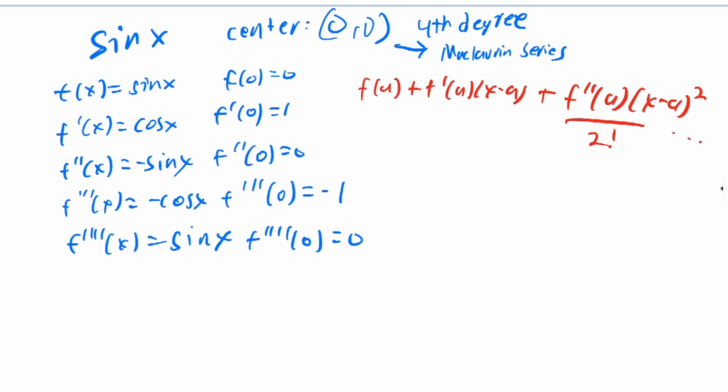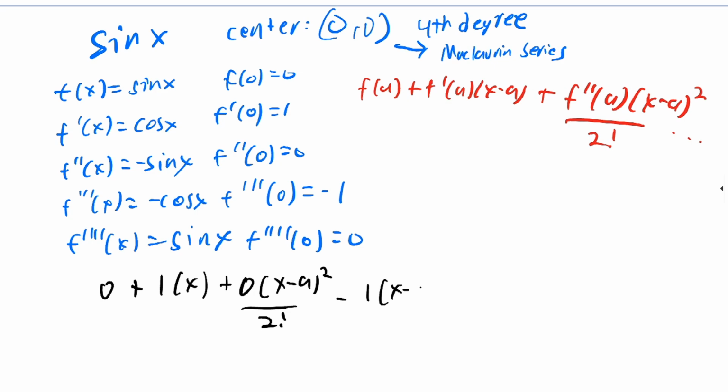So our Taylor polynomial is going to be 0 plus 1 times x minus 0, so x, plus 0 times x minus a squared over 2 factorial, which is entirely just 0, minus 1 times x minus 0, which is just x, cubed, sorry, over 3 factorial, plus 0 times x to the 4th over 4 factorial and dot dot dot.